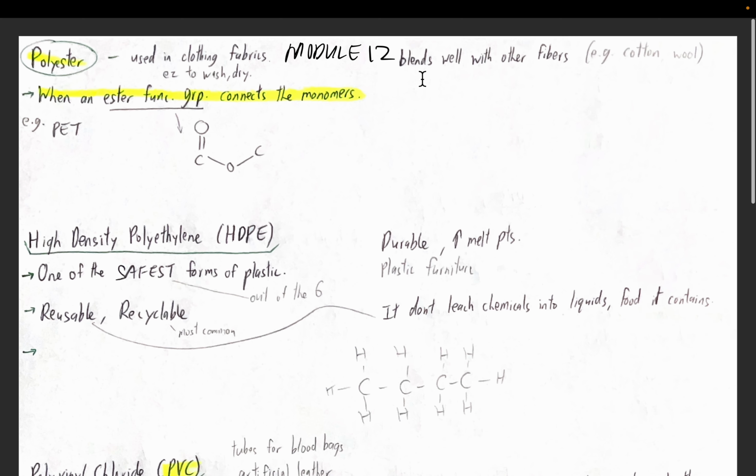Polyester also is known to blend well with other fibers. That's why usually when you look at what the compositions of some clothes are, sometimes it says a specific percentage of polyester and a specific percentage of other fibers such as cotton and wool. So polyester is one of those fibers that are synthetically made. They're not naturally made, unlike cotton and wool.